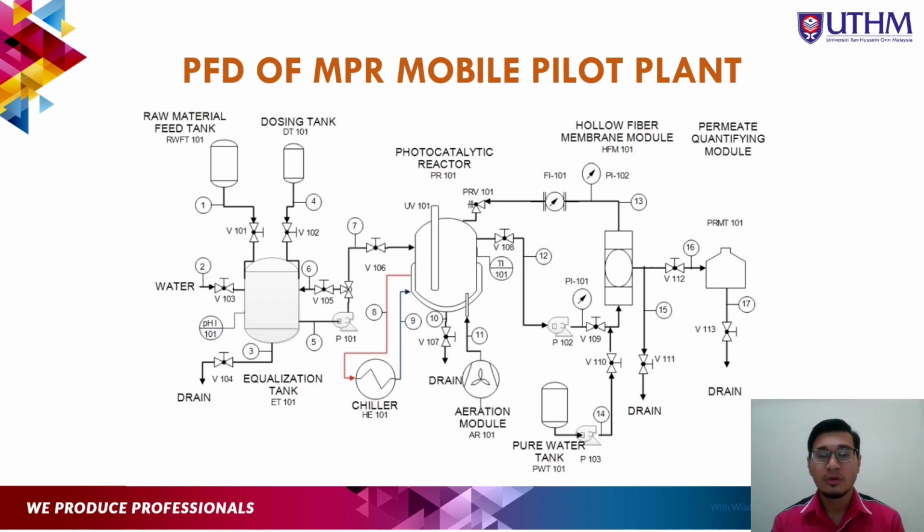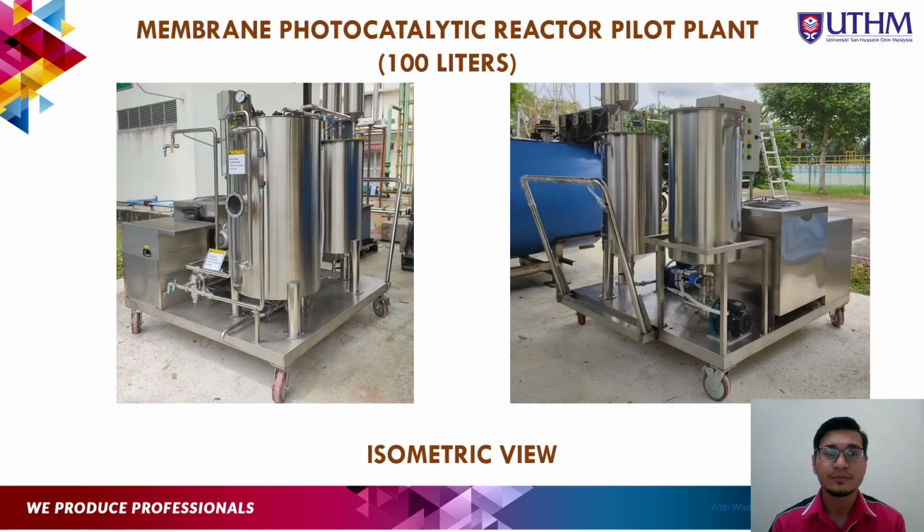And then the aeration module will be continued in this reactor. Then it will go through the hollow fiber membrane module, and then it circulates in order to produce degradation of dye wastewater. Last, we collect the sample from the permeate quantifying module to collect the data regarding COD, BOD, and color intensity. So this is the figure of the membrane photocatalytic reactor MPR pilot plant with 100 liter capacity.